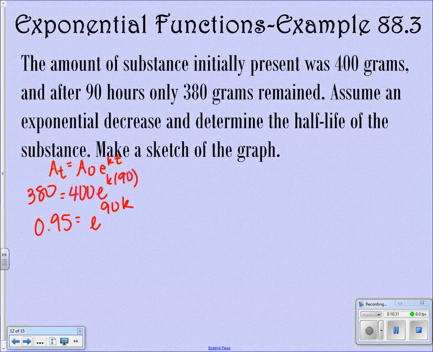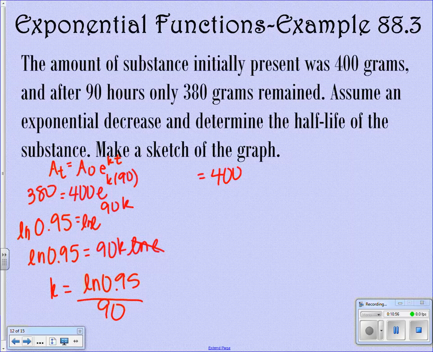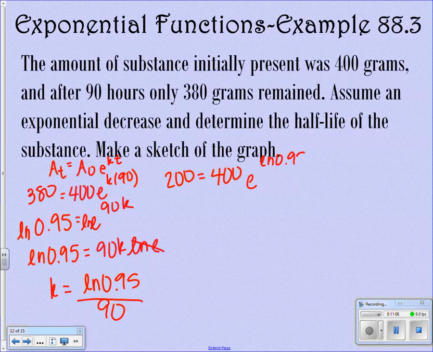And so we add an ln in front of both sides of our equation. So the ln of 0.95 equals 90k times the ln of e, which is a 1. So we divide by 90, and our k is the ln of 0.95 over 90. Now we want to determine the half-life. Well, if we started with 400, half of that is 200. That's what the half-life means. When does it get down to half of what you started with? So we have 400 e to the ln of 0.95 over 90, and we're solving for the time.